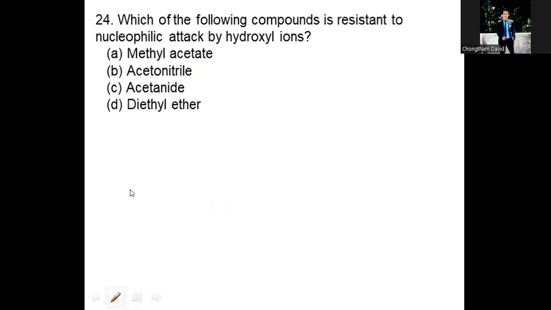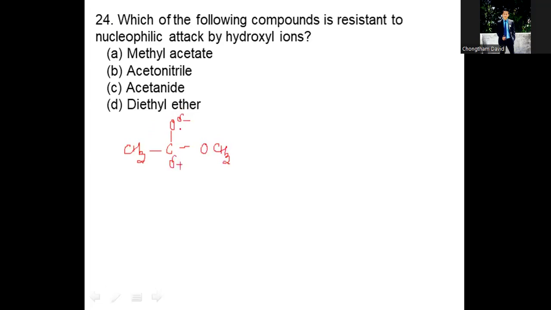Question number 24. Which of the following compounds is resistant to nucleophilic attack by hydroxyl ions? You're given different types of compounds here: methyl acetate, acetonitrile, acetamide, diethyl ether. So for question 24, let us see the structures. First, let us write the structure of methyl acetate. Minus, and this will be plus.